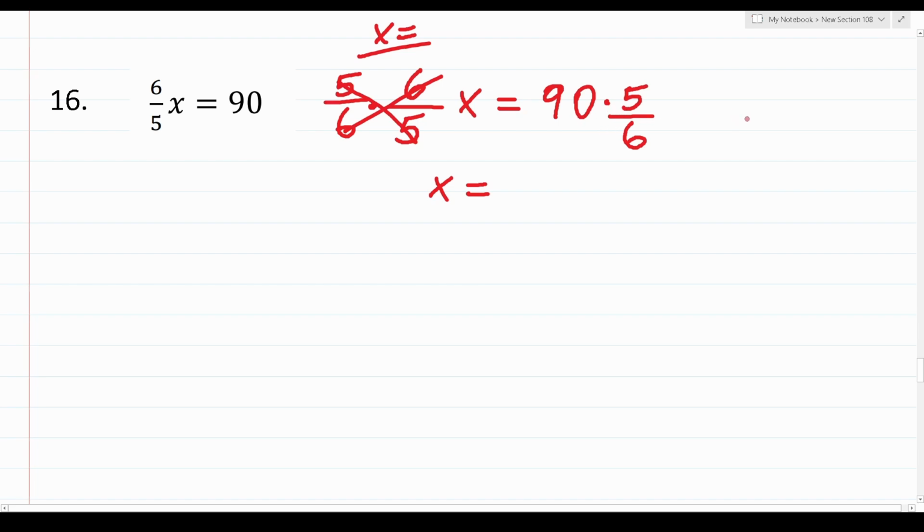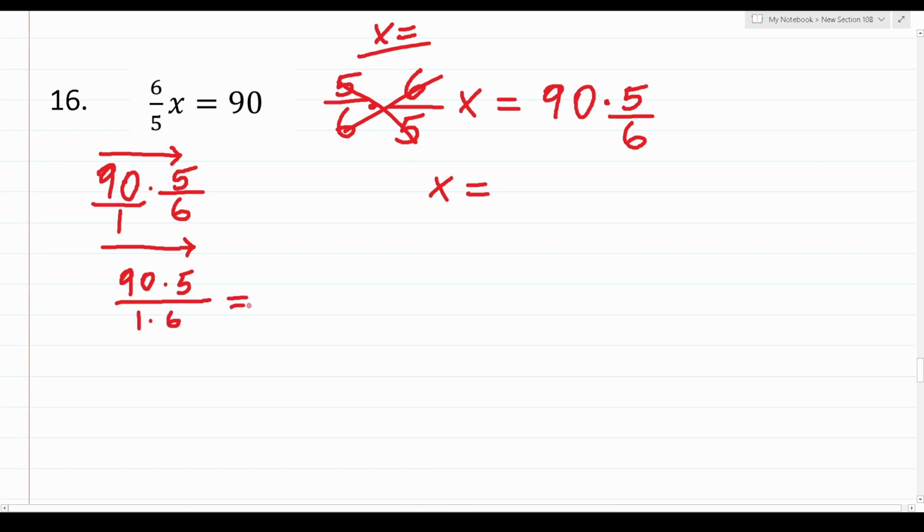I'm going to go ahead and work this off to the side since this is pretty difficult to do in my opinion. We have 90 times 5 over 6. Well, as it happens, you can write whole numbers, any whole number, as a fraction by placing it over 1. And now we're just multiplying two fractions, so we could just multiply straight across. This becomes 90 times 5 over 1 times 6. Well, what is 90 times 5? 9 times 5 would be 45. Therefore, 90 times 5 is 450. And what is 1 times 6? 1 times 6 is 6.